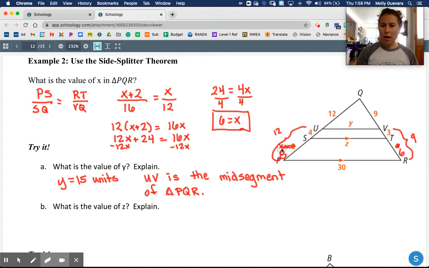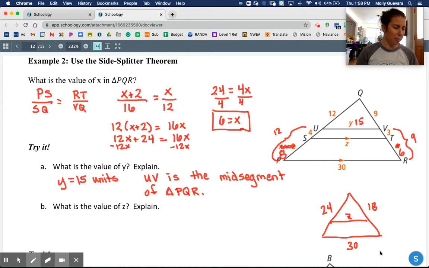By the side splitter theorem, I can just set up a proportion. I know that this is 15. Great. Let's draw the triangle again. I know that this full length is 24. This full length is 18. This is 30, and this is z. So I can set up a proportion.